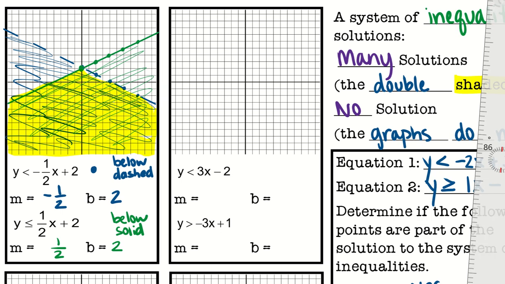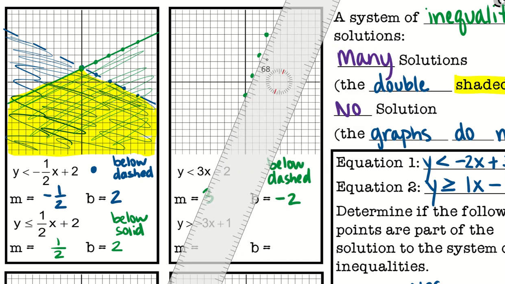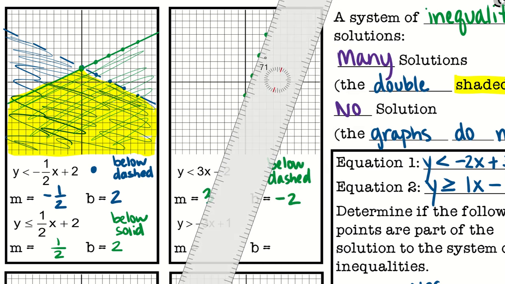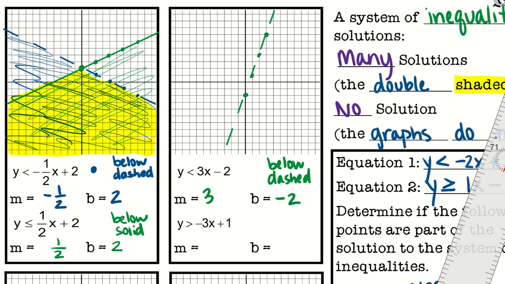Okay, next up we have y is less than 3x minus 2. So our slope is 3 and our y-intercept is -2. Less than means I'm going to shade below and there's no equal to, so it will be a dashed line. So I'm going to start at -2. My slope is 3, so that means I'm going to go up 3 over 1. I'm going to connect those with a dashed line. And we're going to shade below.